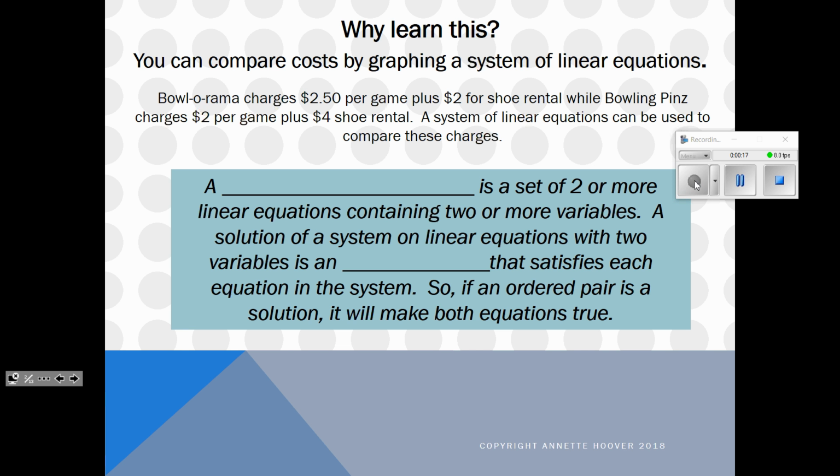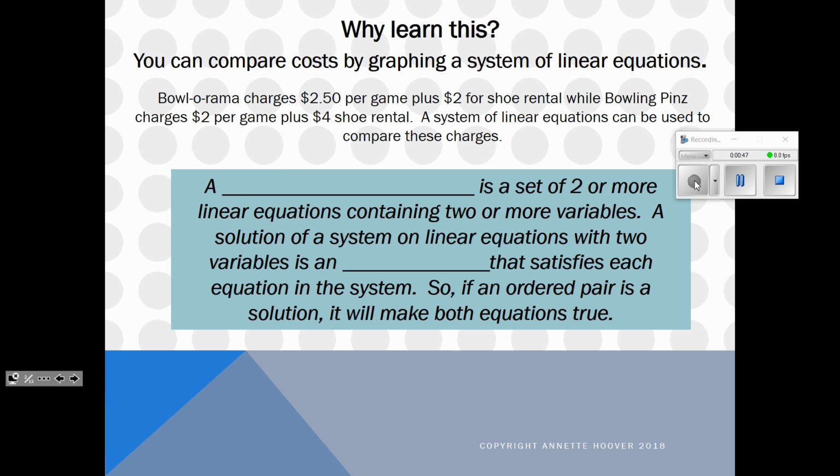So here is two different bowling alleys and how much they charge, and we can use this to figure out when the costs would be the same and at what times it would be cheaper to go to one bowling alley or the other. So Bowl-O-Rama charges $2.50 per game plus $2 for shoe rental, while Bowling Pins charges $2 per game plus $4 for shoe rental.